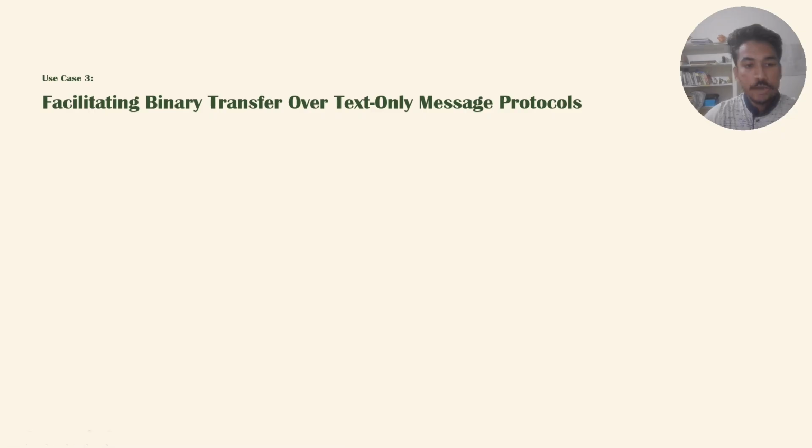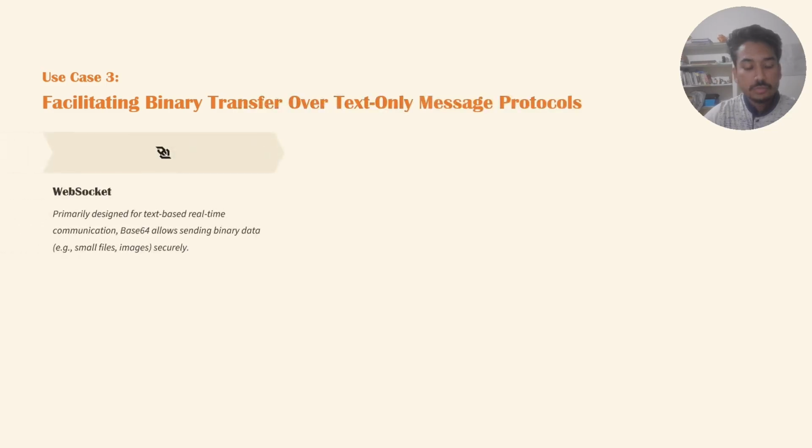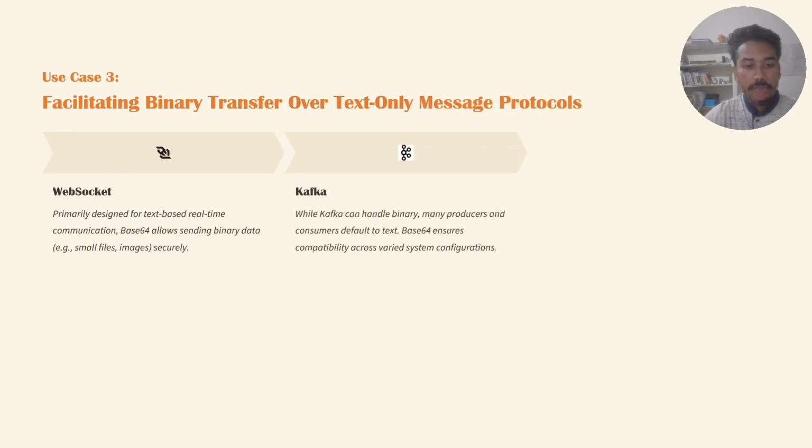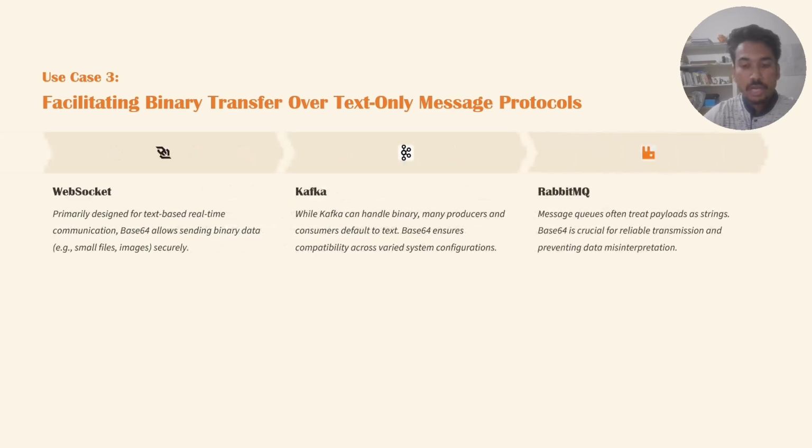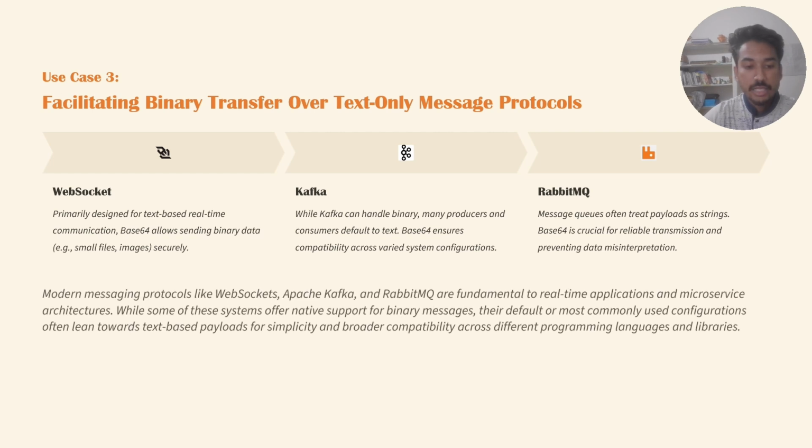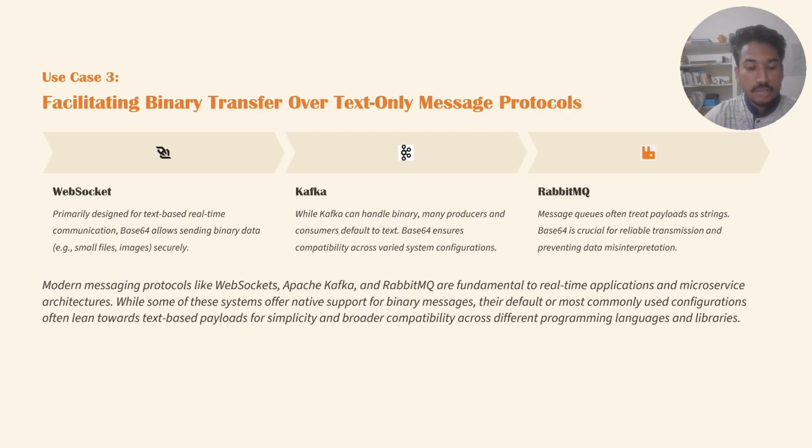Now let's look at how Base64 helps in messaging systems like WebSockets, Kafka, and RabbitMQ, which are super common in real-time apps and microservices. So if you are a developer who has dealt with microservices architecture, you would know about Kafka and RabbitMQ. Even though some of these systems can handle binary data, they often default to sending plain text. That is because it is easier to work with text across different languages and libraries.